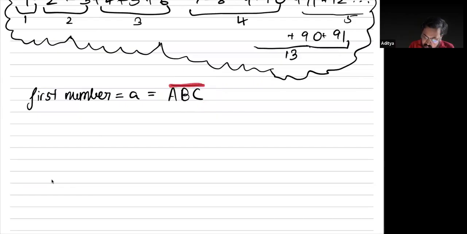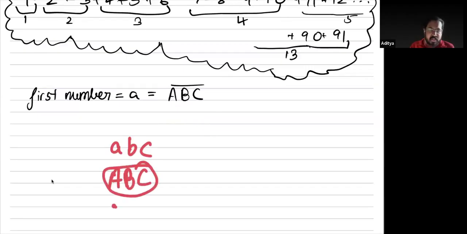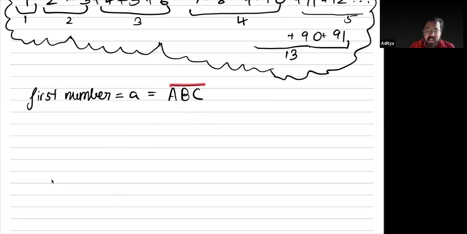This line above this number means that I am referring to a three-digit number and not the product of A, B, and C. Usually, when you write A, B, C, or capital A, capital B, capital C, you mean that you are writing a product of numbers. But if you put a line above it, then this is a three-digit number. A three-digit number means I have some restrictions on these digits also.